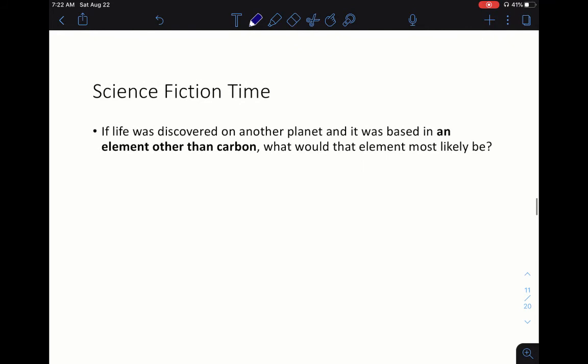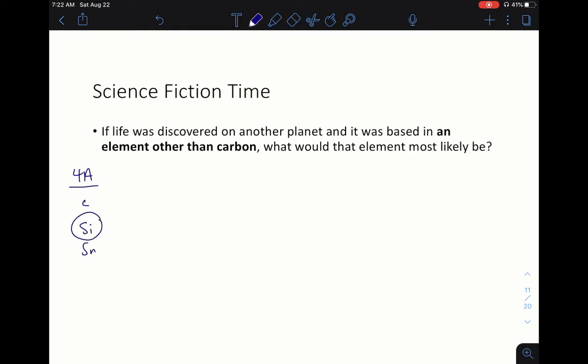What if, however, we discovered life on another planet and it was based on an element other than carbon? What do you think that element is most likely to be? This is always fun. What do you think? Well, which element has the most in common with carbon? What do you remember from general chemistry? Yes, that elements in the same group have similar chemical and physical properties.